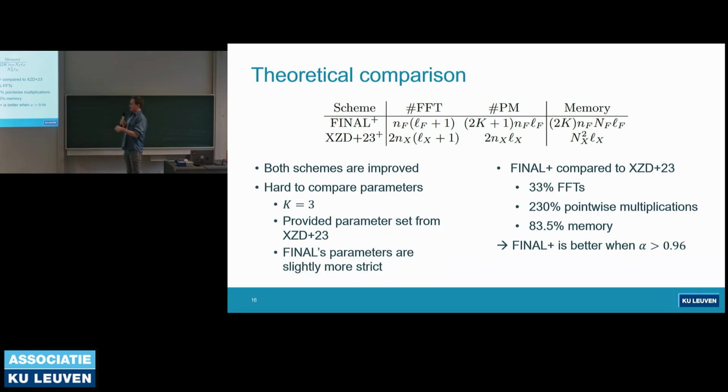And then we find this. If we fill in the parameters we found, then we find that we needed only 1/3 of the FFTs that the other scheme uses, but at the cost of needing more than double the pointwise multiplications. And also we only need about 83% of the memory that the other paper needs. So that's also an improvement. Based on these two numbers, we can say that final plus would be better than the other one as long as alpha, so the cost of an FFT, is larger than about 1. So if an FFT is more expensive than a pointwise multiplication, then final is better.